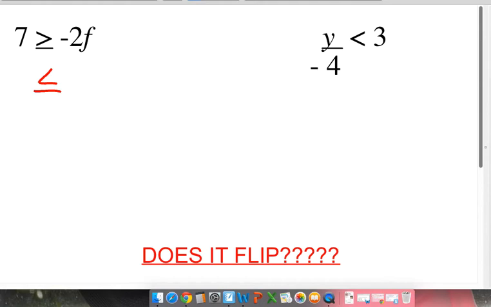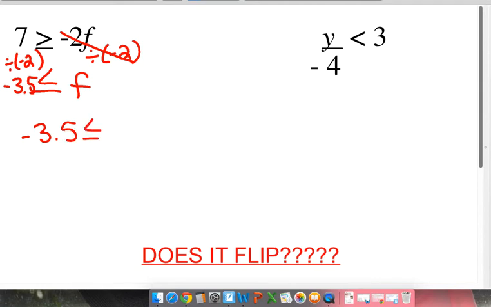Okay, let's talk about the f. He doesn't want to be multiplied by -2, so you do the opposite, and you divide by -2. So those cancel. There's f. I flipped the sign. And 7 divided by -2 is negative 3.5. Oh, man. I've got some decimal answers today. There's -3.5. -3.5 is less than or equal to f.